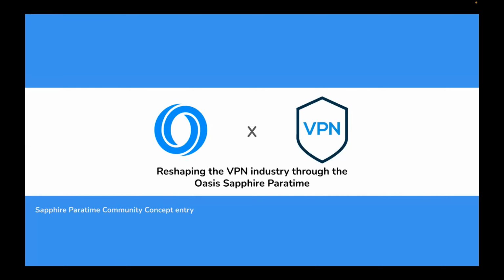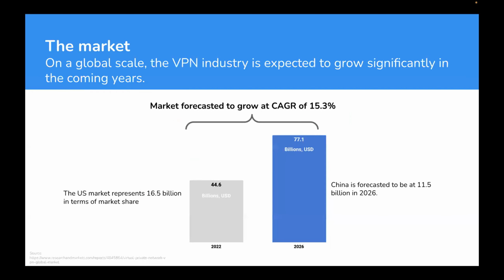What I'm going to guide you through today is basically the VPN industry. When people think about online privacy, they think about VPNs, right? So I'm going to guide you through some of the caveats of using a VPN and how Sapphire can solve some of these issues. I don't know if you know how big the VPN market is. Currently, it's a multi-billion-dollar market, and it will see rapid growth in the upcoming years.